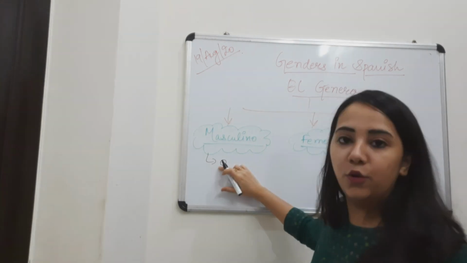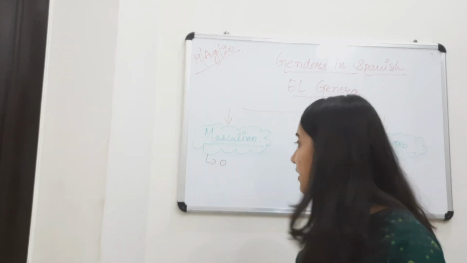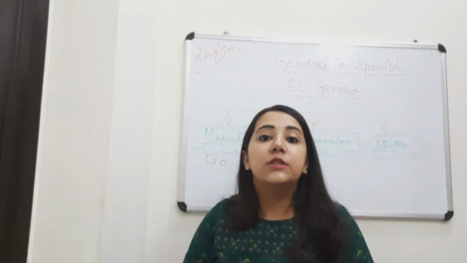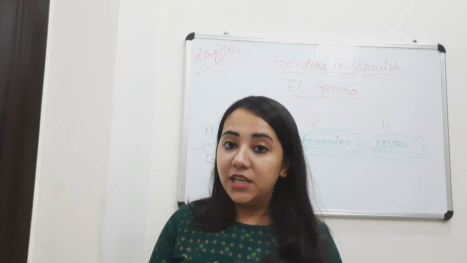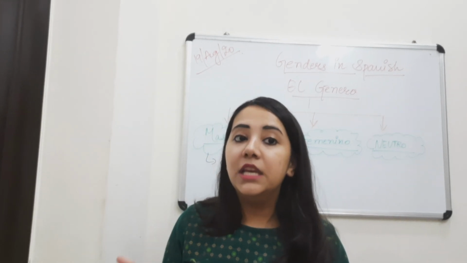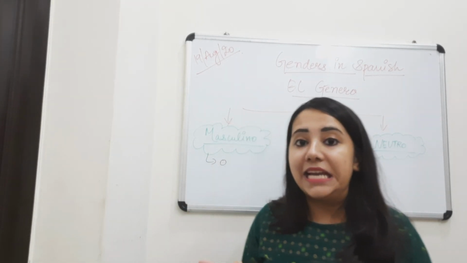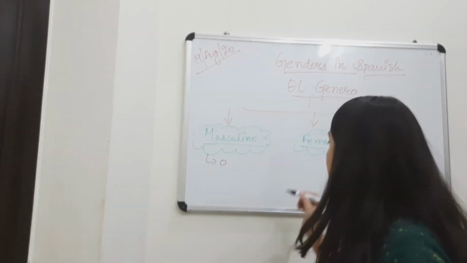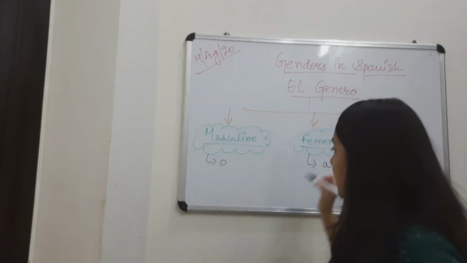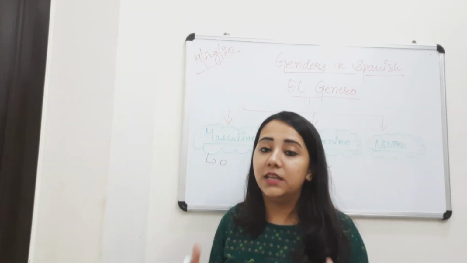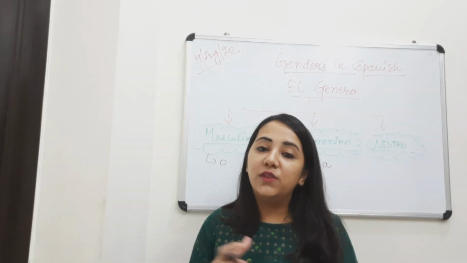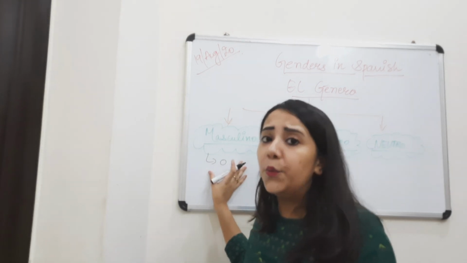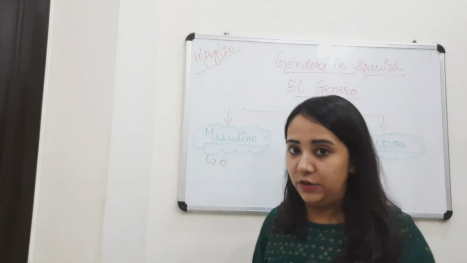For example, if it's ending with the O, we consider it as a masculino. अगर कोई भी noun O से end होती है Spanish में, तो it is a masculino. ठीक है? So Spanish में nouns gender identify करने के लिए you have to see कि वो noun की ending क्या है. अगर O से end हो रही है तो that is a masculino. अगर A से end हो रही है तो that is a femenino. ठीक है? There are some exceptions which we will learn later, but right now, if it's ending with the O, we'll consider that as a masculino.